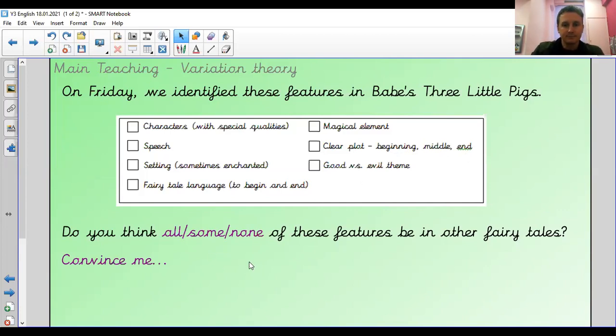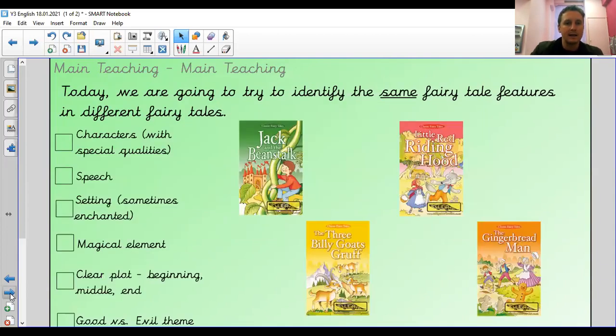That was from Friday. We're going to have a look at 2 fairy tales today and see if these features are in those fairy tales. I'm going to do one with you, all right, and I'm going to leave you to do one by yourself, all right? Now, if we were in class, I would hand out to you now the fairy tales printed out. So the 4 that we're going to look at are Jack and the Beanstalk, Little Red Riding Hood, the 3 Billy Goats Gruff, and the Gingerbread Man.